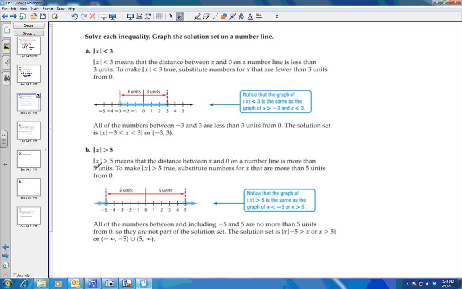And then this way, in part B, the absolute value of x is greater than 5 means that the distance between x and 0 on a number line is more than 5 units. So to make this true, I'm going to start at 5, but it's going to go the opposite direction because I want all the numbers whose distance is greater than 5 units. All right, so all the numbers between and including -5 and 5 are no more than 5 units, so they are not part of the solution set. So the solution set, they wrote it here in interval notation, -∞ to -5, unioned with 5 to infinity.